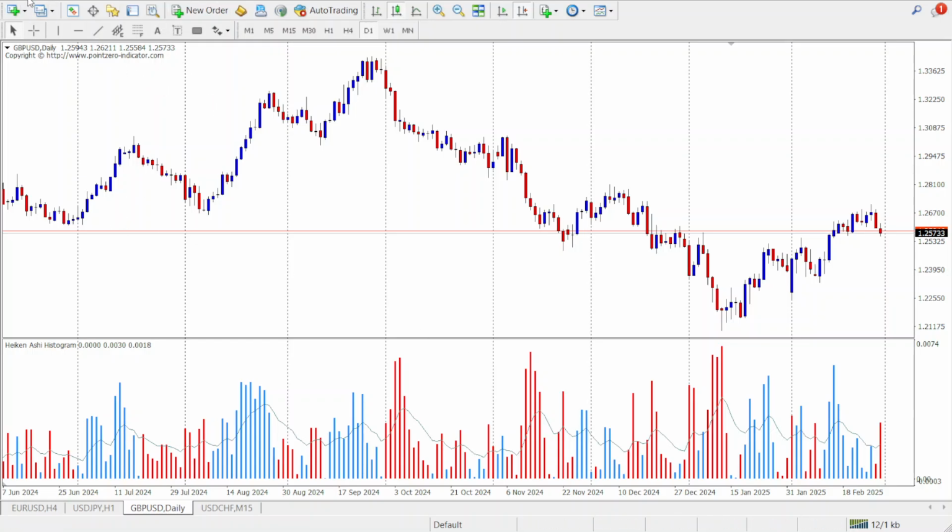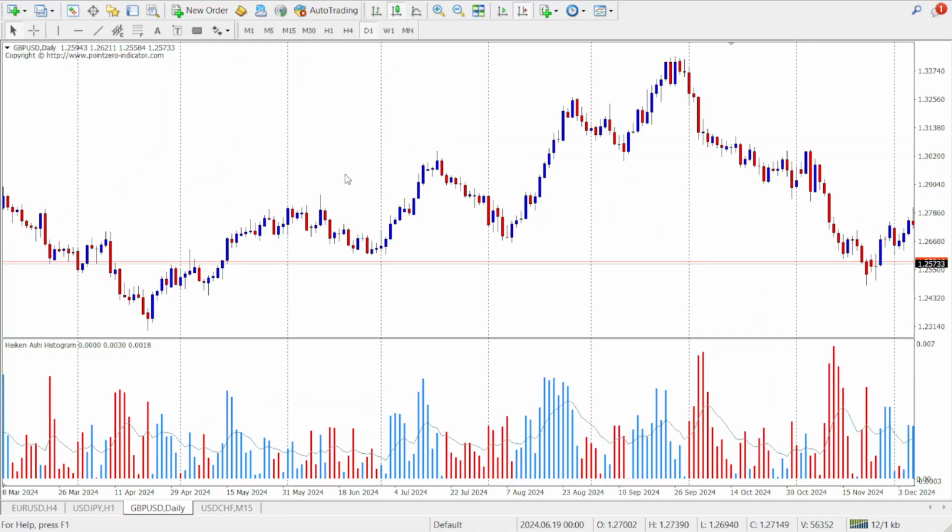You click on File on the top left hand corner, then Data Folder, Open Data Folder. Once you have done that, you navigate to MQL4 and go to the Indicators folder. Once you are in the Indicators folder, you copy the Heiken Ashi histogram indicator file that you downloaded and paste it inside the Indicators folder. Then you have to restart your MT4. You close your MT4 terminal and restart it.